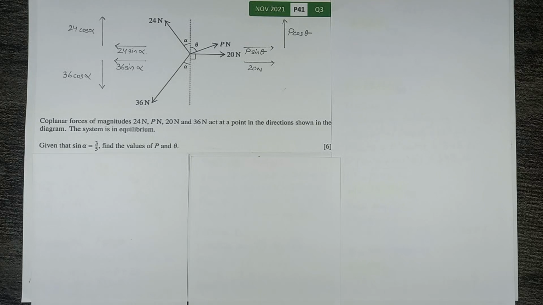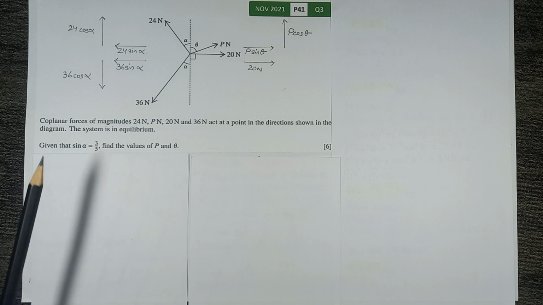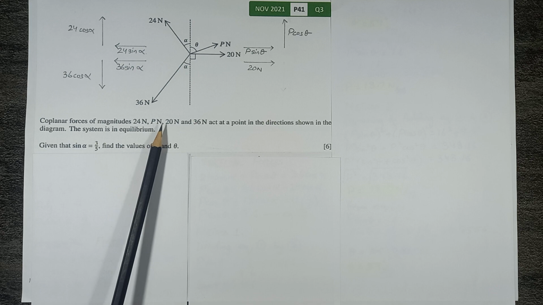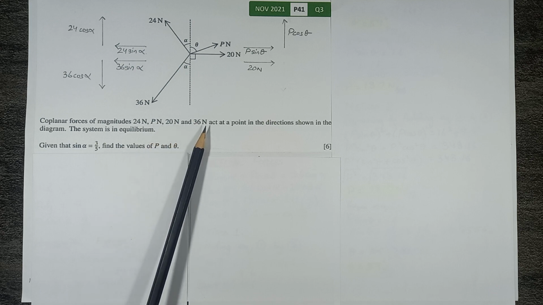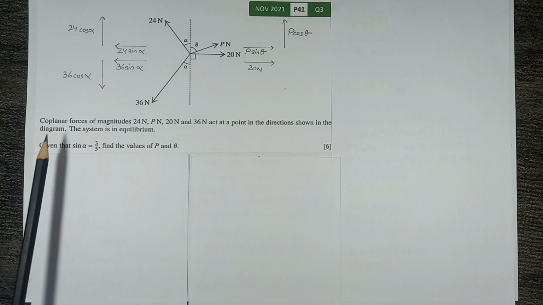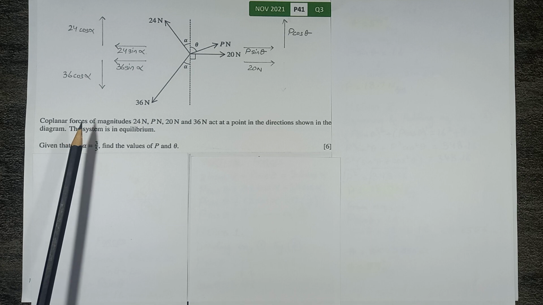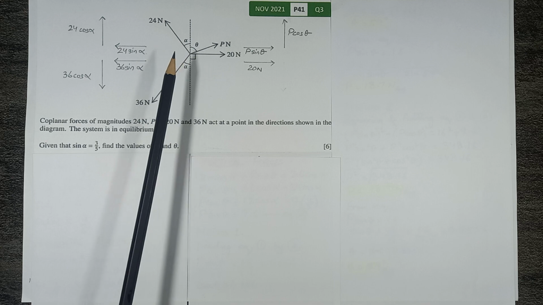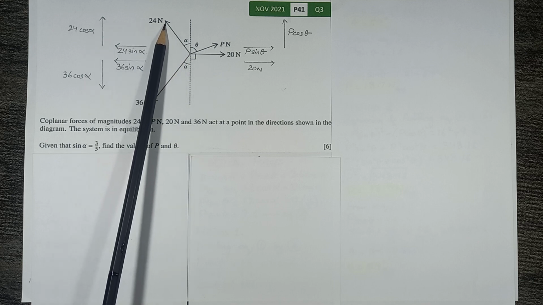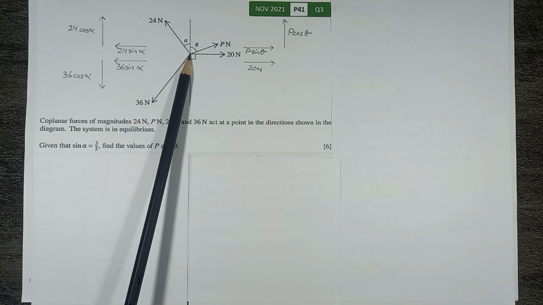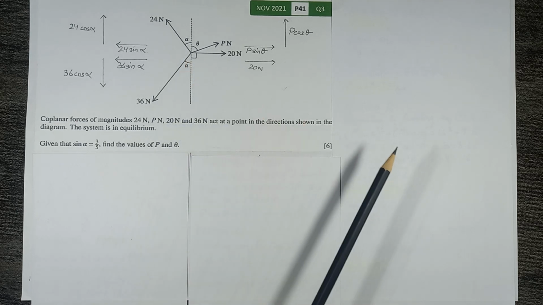Hello everyone. We have a question which says that coplanar forces of magnitude 24 Newton, P Newton, 20 Newton and 36 Newton act at a point in the directions shown in the diagram. What are coplanar forces? Coplanar forces are the forces which act at just one single point, and if we look at all these four forces, 24 Newton, P Newton, 20 and 36 Newton, they all are acting at this particular point. That means all these four forces are coplanar forces.